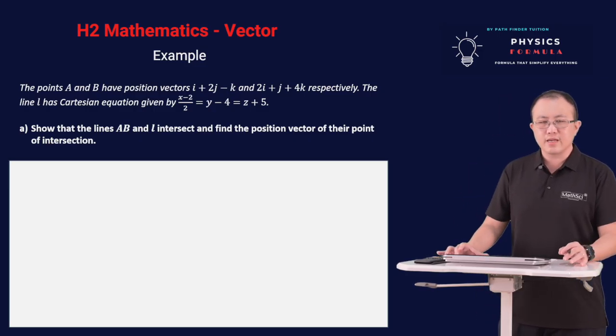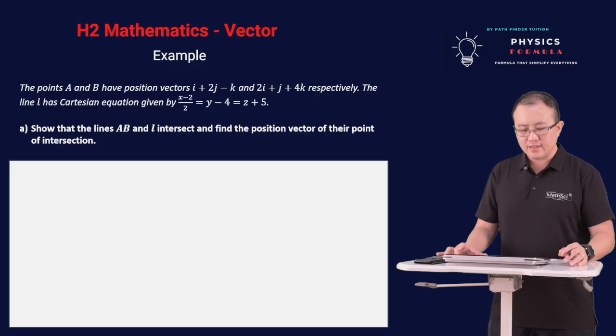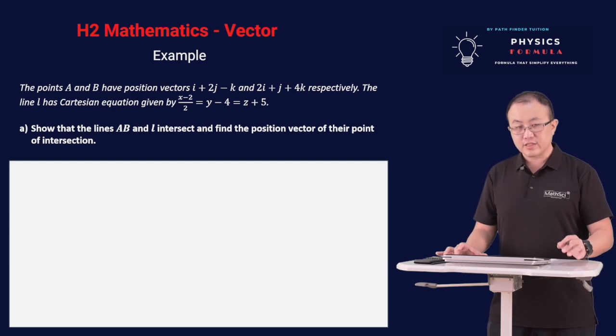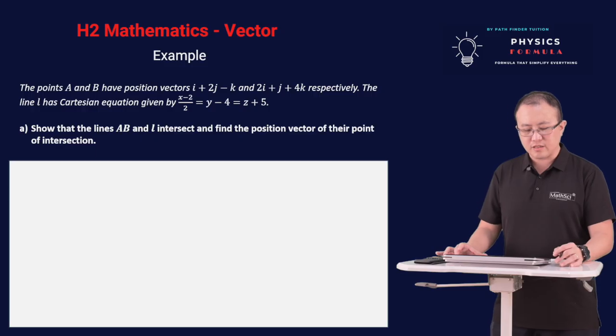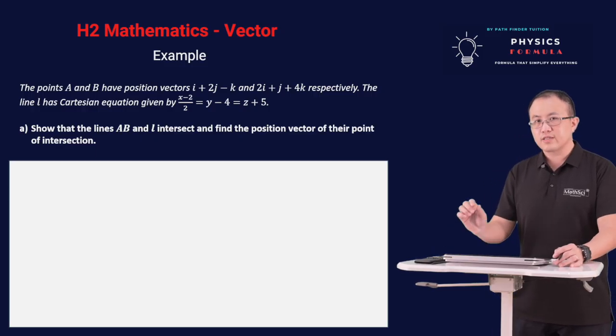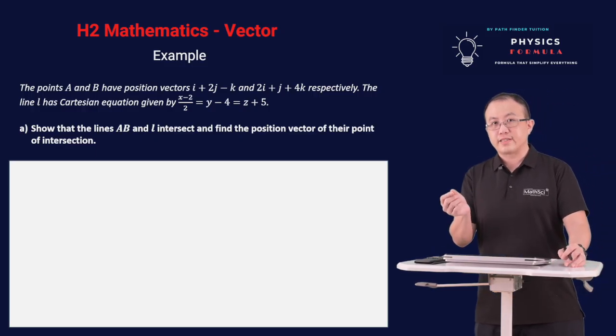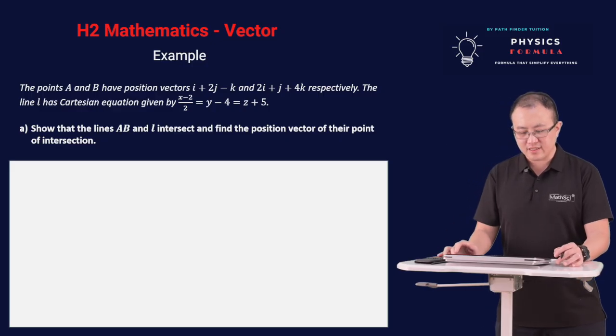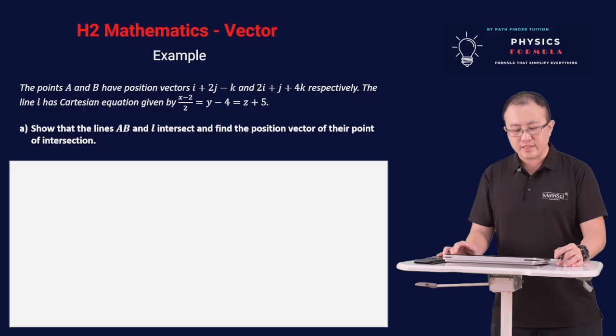Imagine we have a point A and B. These are the position vectors, with position vectors i plus 2j minus k, and 2i plus j plus 4k. So these are the two points A and B. Then after which, they say the line L has a Cartesian equation given by this. So most of the time, they don't need you to change, but they need you to change back to get to the thing that you really want. So part a asks you to show that line AB and L intersect and find the position vector of their point of intersection.